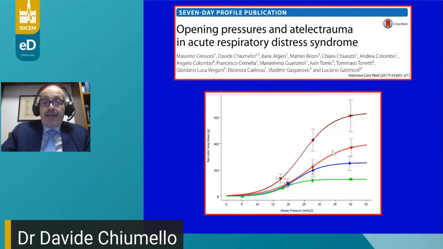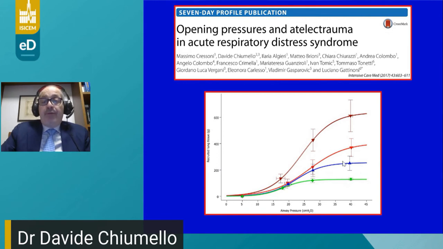In red are patients with severe ARDS. In blue are patients with moderate ARDS. In green are patients with mild ARDS. Independent of the severity of the disease, by increasing the airway pressure, there is a significant increase in the amount of recruitment.